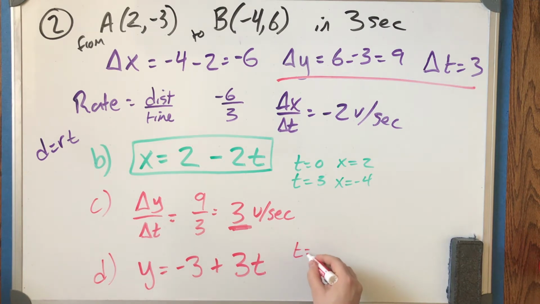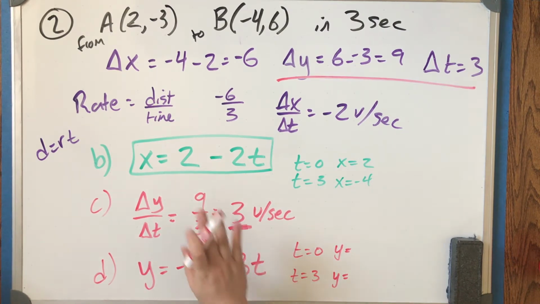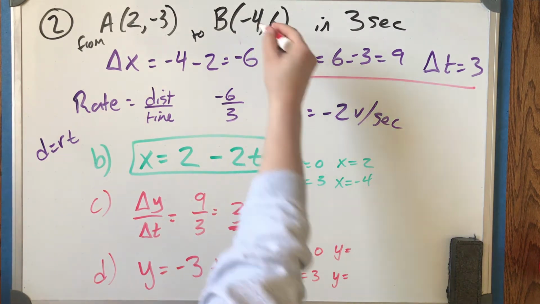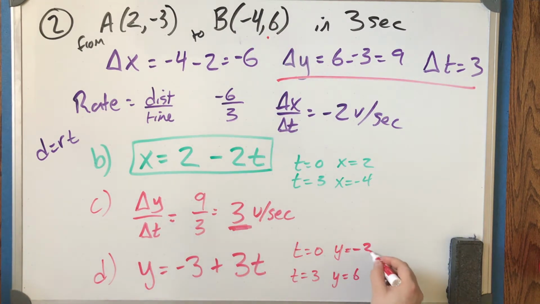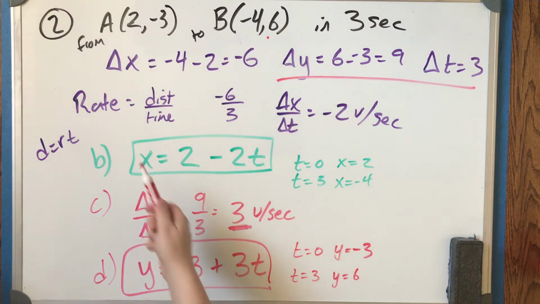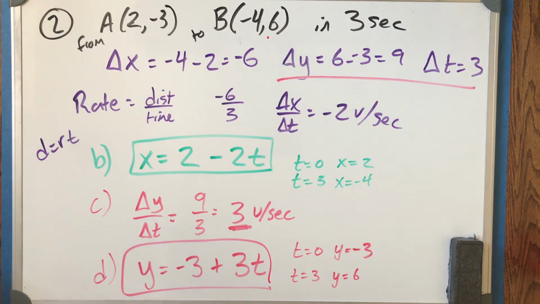Let's do our check again. If I let t equal 0 and t equal 3, I want to know what y equals at both of these times. If t equals 0, I get -3, which is what I wanted. And if t equals 3, this is 9, and 9 minus 3 is going to be 6. So this worked. Together, these two equations will model the path from A to B taking exactly 3 seconds. And that's basically what we're going to be doing today.